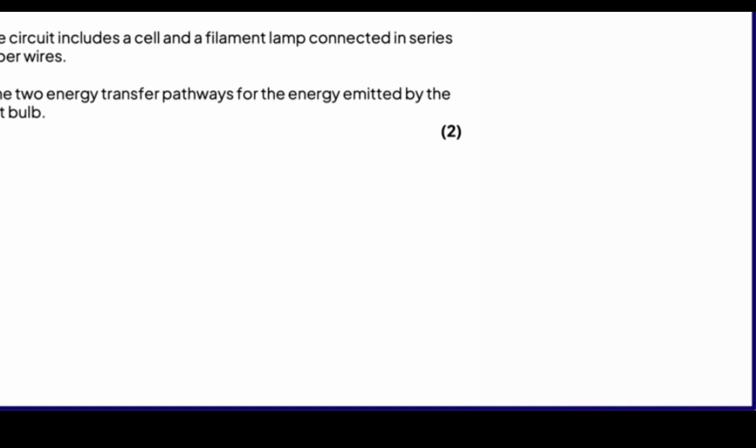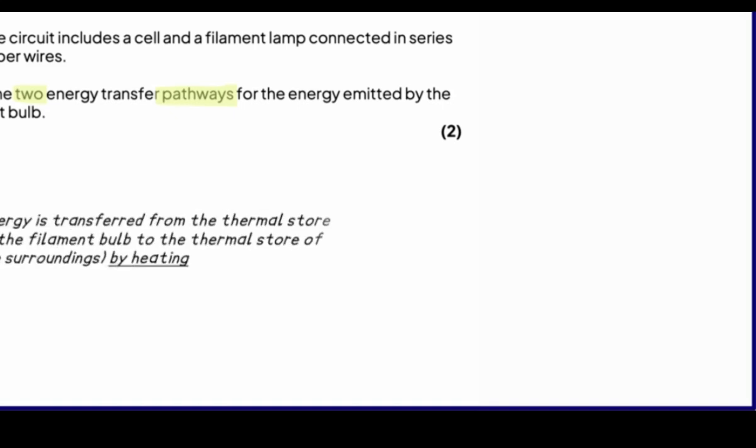A simple circuit includes a cell and a filament lamp connected in series by copper wires. State 2 energy transfer pathways for the energy emitted by the bulb, and it's for 2 marks. The resistance in a filament wire causes heating to the extent that light is emitted from the bulb. Therefore, energy is transferred from the thermal store of the filament bulb to the thermal store of the surroundings by heating. That's the first mark.